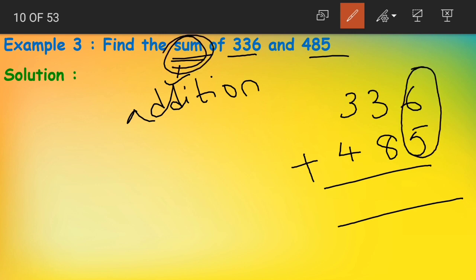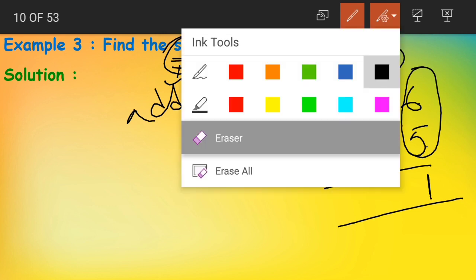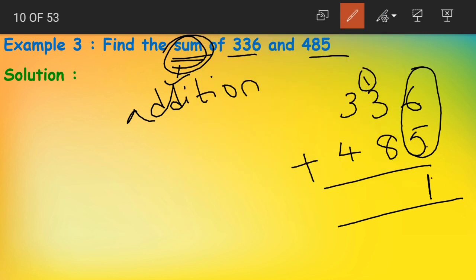Let us start from the ones place. 6 plus 5 becomes what, children? Count and tell me. 6 plus 5 becomes? Yes, 11. Now what should we do? We should write the one which is in the ones place here, and the other one which is in the tens place we should carry forward to the next place. Right children? In 11 we wrote the digit in ones place here, and the digit in tens place got carried to the next place value.